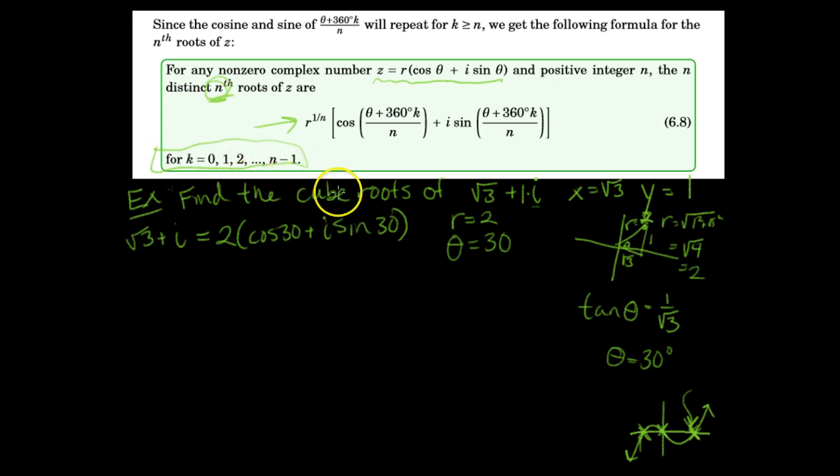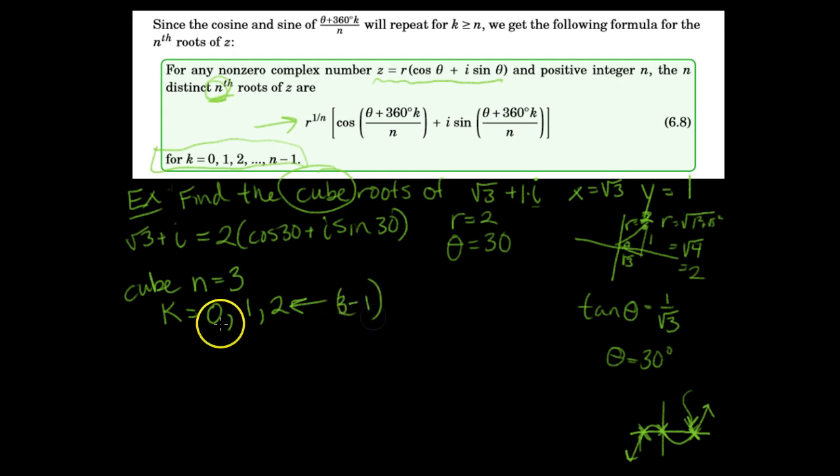Now if they say to look for the cube roots, cube would imply that we're looking for the 3 roots. So our k is going to be 0, 1, and 2, because remember, 2 would be this n minus 1. Because n is equal to 3, we're looking for the cube roots, and 3 minus 1 would be 2. So I have to do this formula for k equals 0, for k equals 1, and for k equals 2.